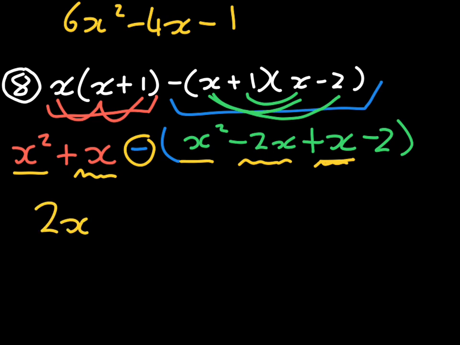And lastly, we can have a look at our constants, which is just minus 2. So minus times the minus 2, and that becomes plus 2. And that is our final answer for question 8.